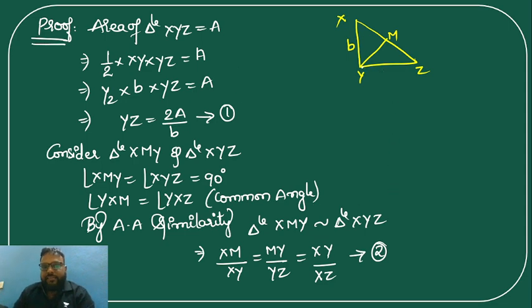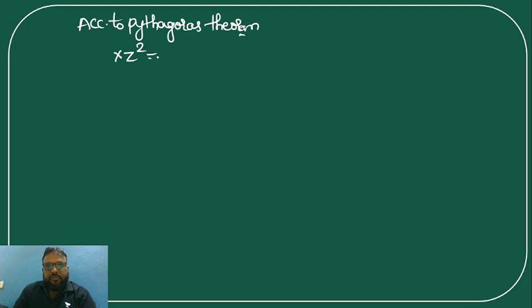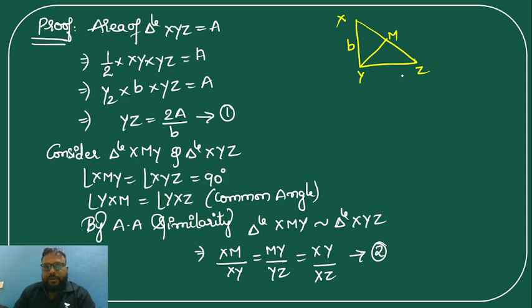First, according to Pythagoras theorem, if we apply Pythagoras theorem for the right angle triangle, what can I write? I can write xz square is equal to xy square plus yz square, right? Now let us see what we have available. Xz we don't know, xy we know, that is b, and yz we got as 2a by b. Okay, so I can substitute here.